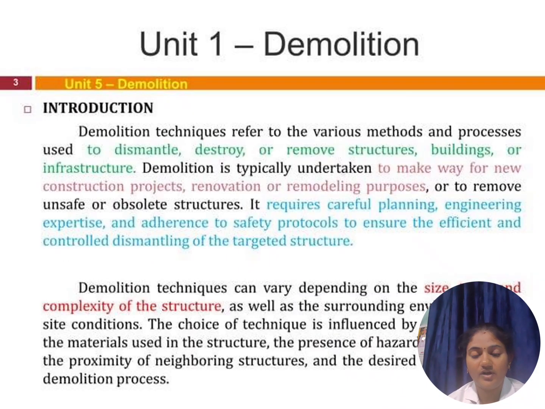And first, starting with the demolition technique, it is to dismantle or destroy or remove the structure of the building or infrastructure. And sometimes it may be needed for renovation or remodeling purposes, and where the structure is unsafe or an obstacle, we need to demolish it, and that is what the demolition definition means.